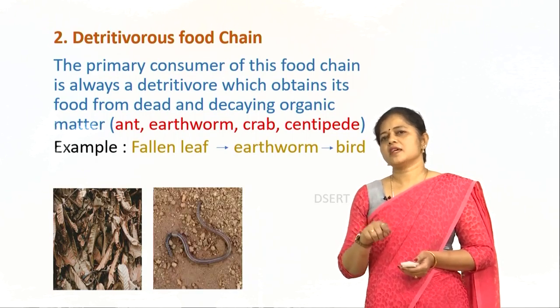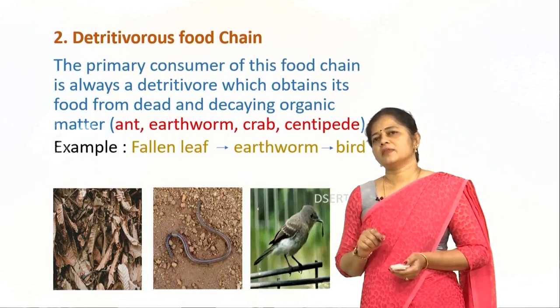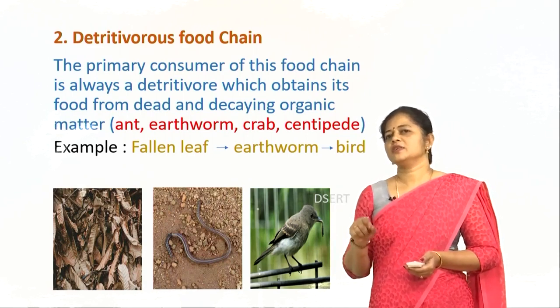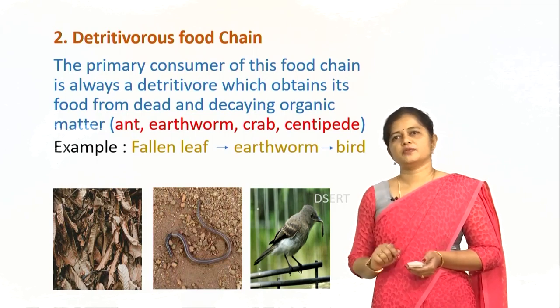Since it is eating the dead and decaying organic matter, it is called a detritivore. And this will in turn be eaten by the bird. So now here, the primary consumer earthworm is a detritivore, hence this chain is called a detritivorous food chain.